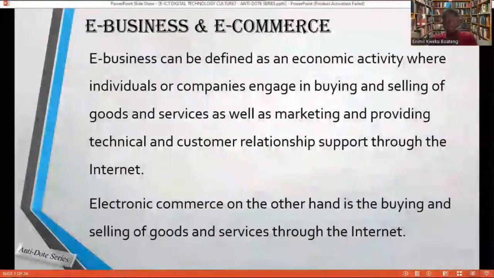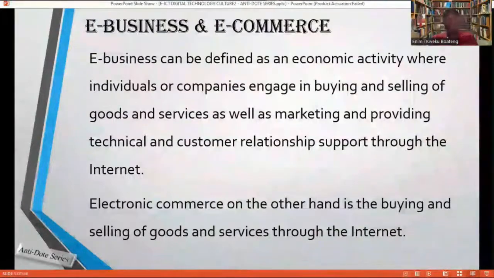E-business can be defined as economic activity where individuals or companies engage in buying and selling of goods and services, as well as marketing, providing technical and customer relationship support through the internet. Whereas electronic commerce, e-commerce, on the other hand, is the buying and selling of goods and services through the internet. So when you look at these two, you would notice that e-business has a very broad definition, and electronic commerce doesn't. This should tell you that there is a slight difference between e-business and e-commerce.